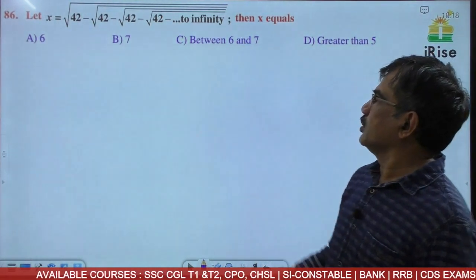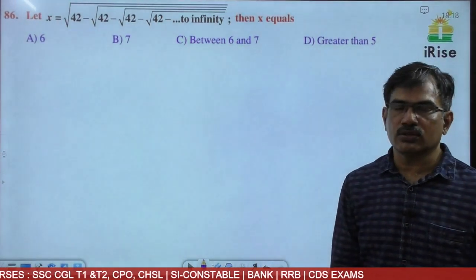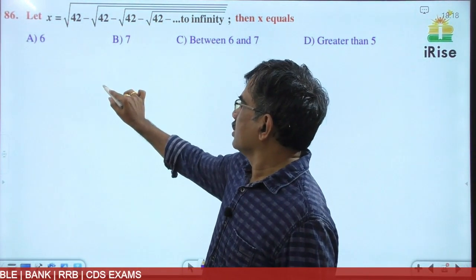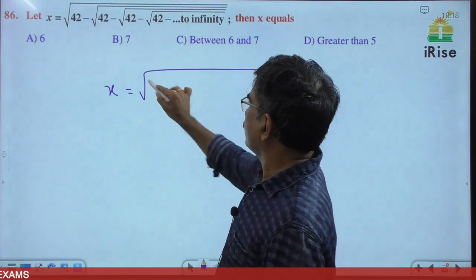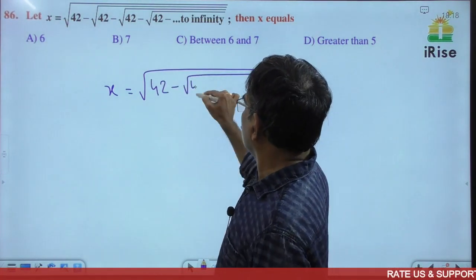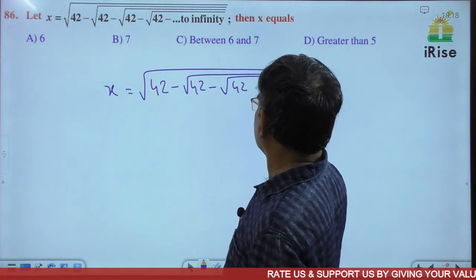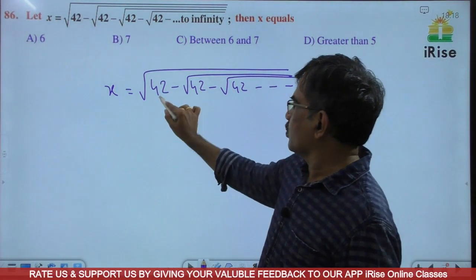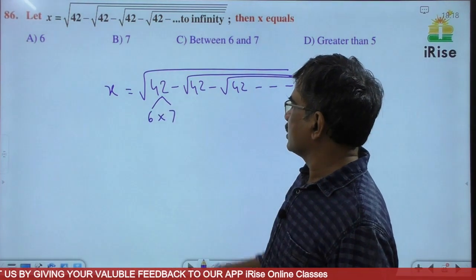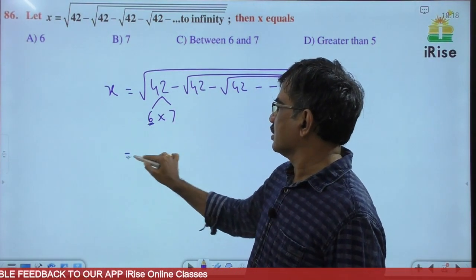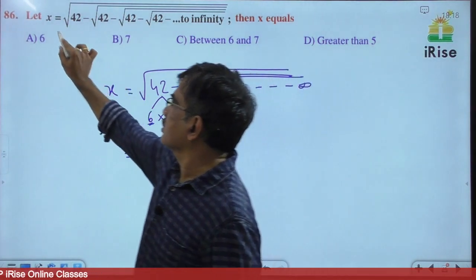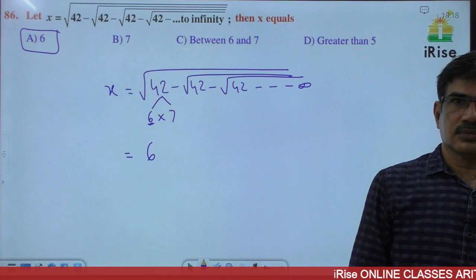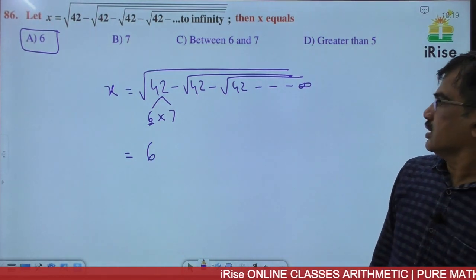This is a simple question: root of 42 minus root of 42 minus root of 42, and so on. Here x is equal to √(42 − √(42 − √(42 ...))) given up to infinity. If this can be written as a product of two consecutive integers 6 and 7, the minimum is the answer. The answer for this question is 6.